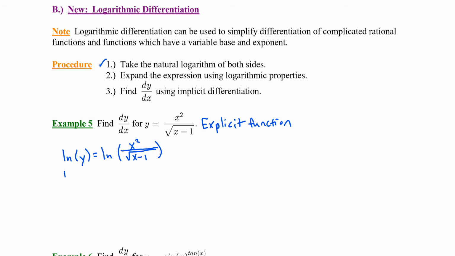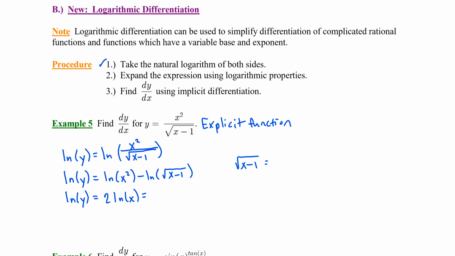Now, I'm going to use my log properties to expand the right side. So we can take natural log of the numerator minus natural log of the denominator. Both of those logs have an exponent, which we could move to the left. We can rewrite this as 2 natural log of x, remembering that the square root is a 1/2 exponent in disguise. We can rewrite that as a 1/2 coefficient natural log of x minus 1.